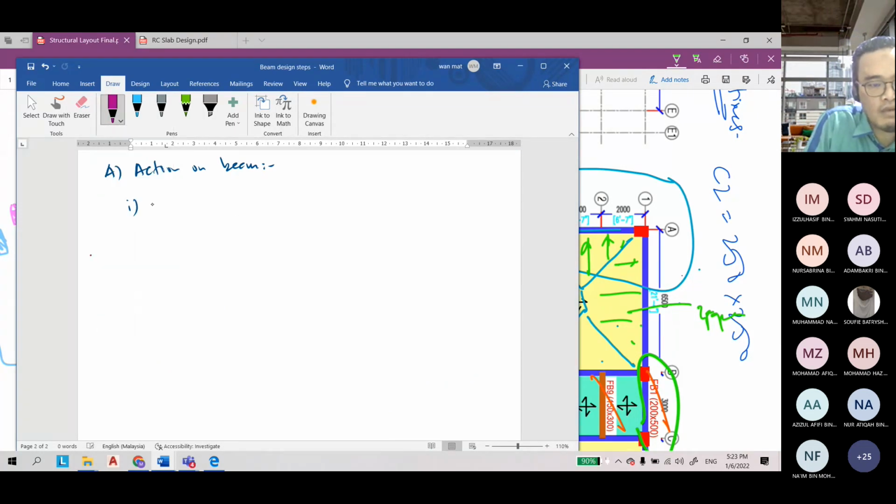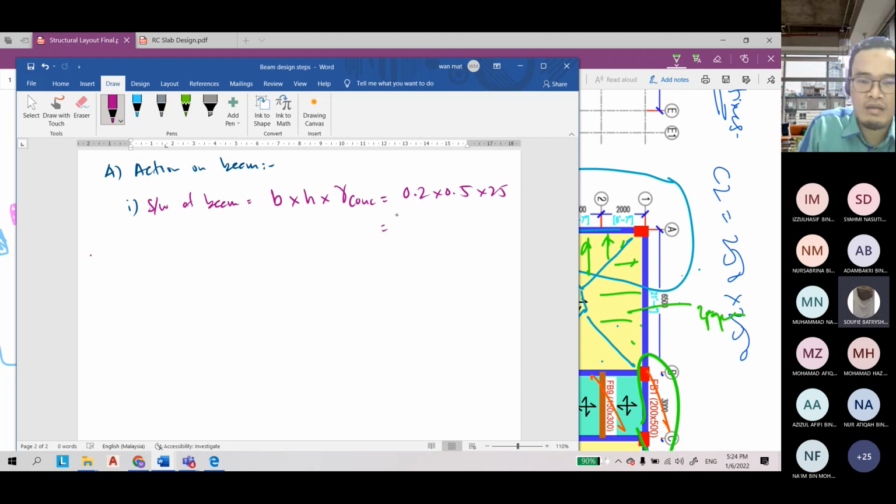Self weight of beam, how to do? Equal to your B times your H times your concrete density. Can you help me now? Use your calculator: 0.2 times 0.5 times 25. So what is the value of GK? 2.5 kilonewton per meter. And then what else do you have?